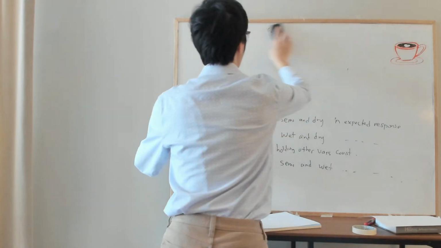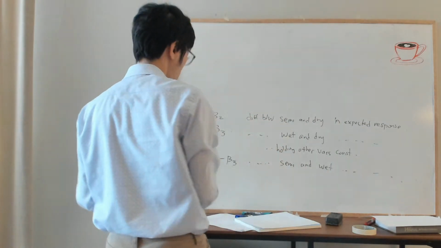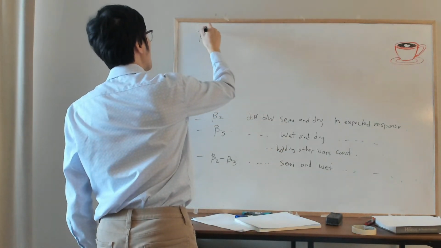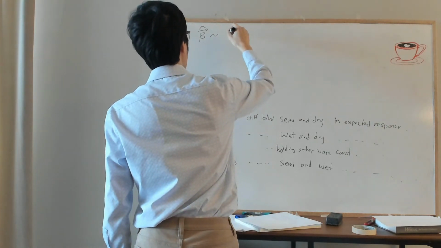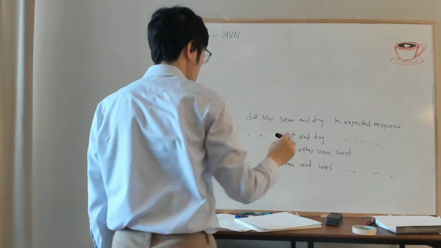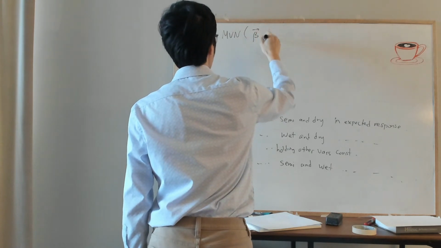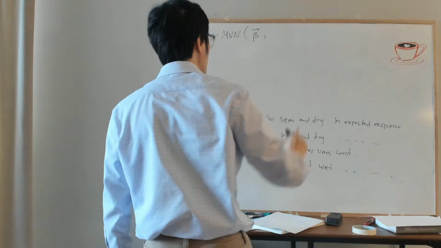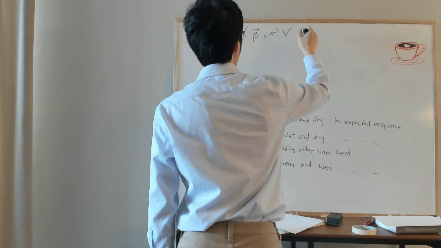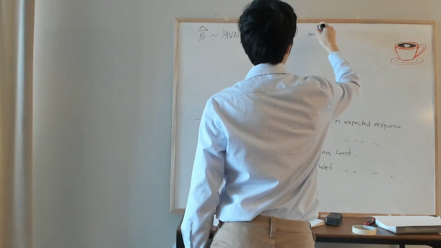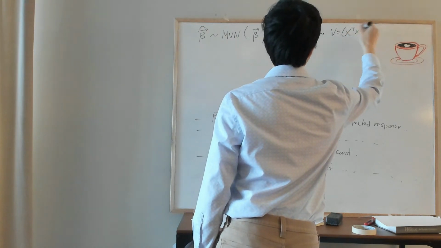Okay, so first let's write down our expression for beta hat. Okay, so the vector of betas, as we recall, has a multivariate normal distribution when viewed as a random variable. The mean is beta, and then the covariance matrix is sigma squared times matrix V, where V is X transpose X inverse.